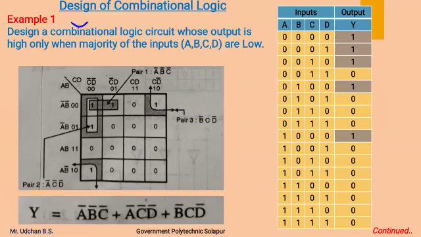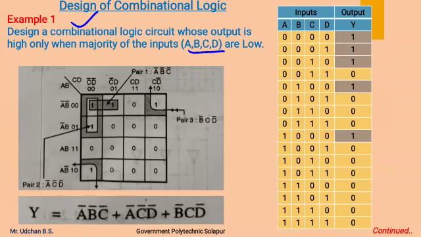Here the first example is given, in which we have to design a combinational logic circuit whose output is high only when the majority of the inputs, that is the inputs A, B, C, D, are low, that is at logic 0 level. Now this is the given problem statement.